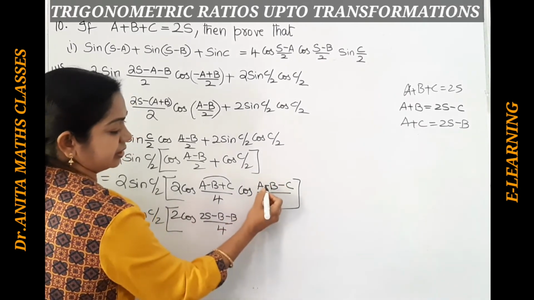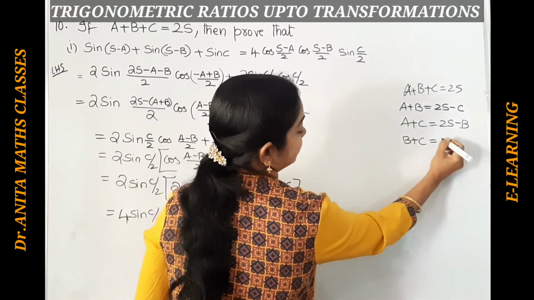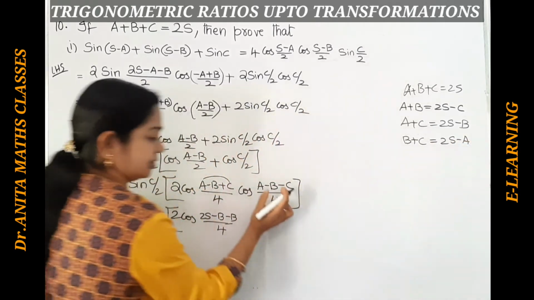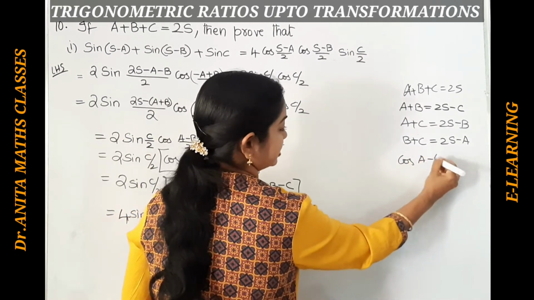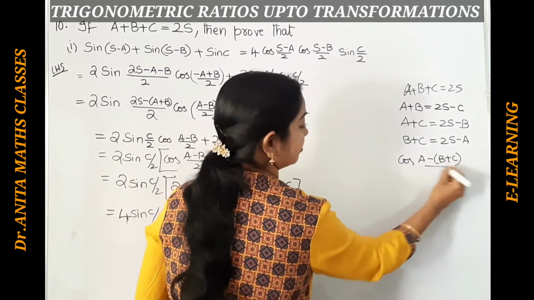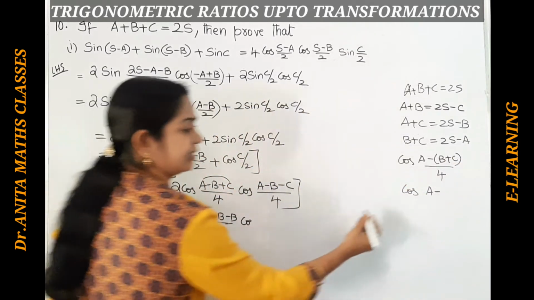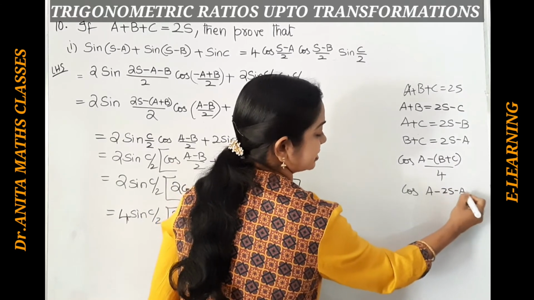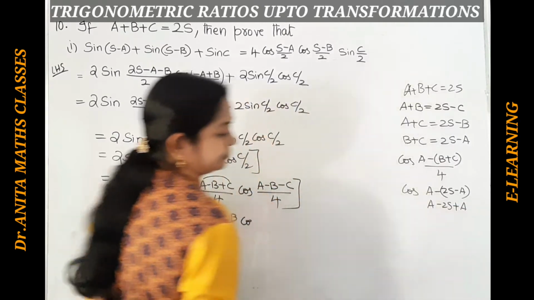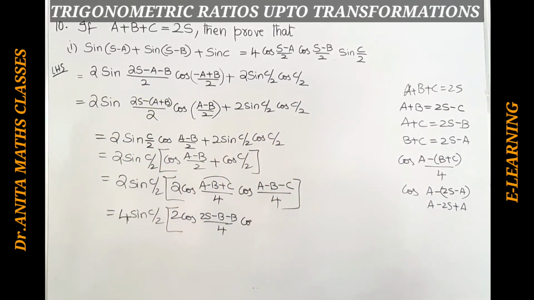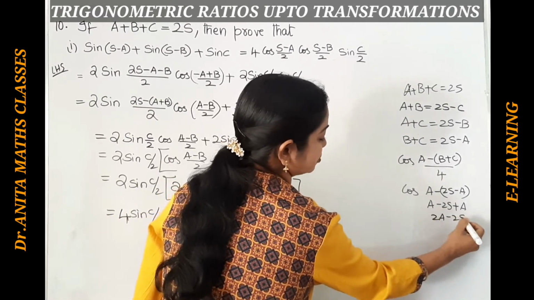Similar way, you can take B plus C also here. If you are taking B plus C, so this becomes 2s minus A, isn't it? So if you are taking common here, cos of A minus common, so B plus C by 4. So this becomes cos of A minus B plus C, I can write it as 2s minus A, isn't it? So this becomes A minus 2s plus A. Right. So A minus 2s plus A, that is 2A minus 2s we get.